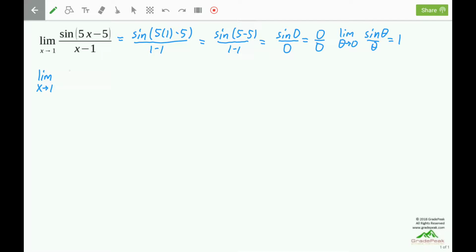Our sine function is in the numerator. I'm going to rewrite and isolate the sine function, which is in the numerator, away from the x minus 1, which is in the denominator, into a separate fraction. These are multiplying, equal to the original, so that I can match the other position with the phase of the sine function. Its phase is 5x minus 5. I'm going to put that in the denominator. To compensate, I'm going to put 1 in the numerator of the other fraction.